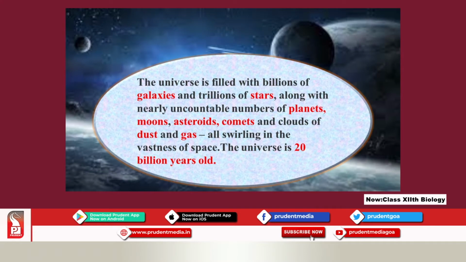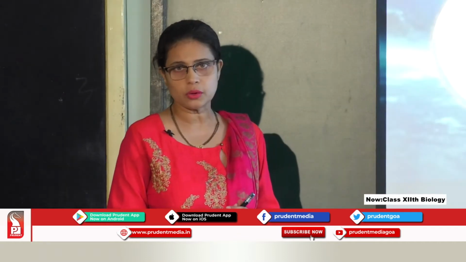Now this is your lower class knowledge where you have studied that the universe is filled with billions of galaxies, trillions of stars, along with uncountable number of planets, moons, asteroids, comets, clouds, dust, all spinning, swirling in the vast space. And how old is the universe? It's almost 20 billion years old. That means very, very old.